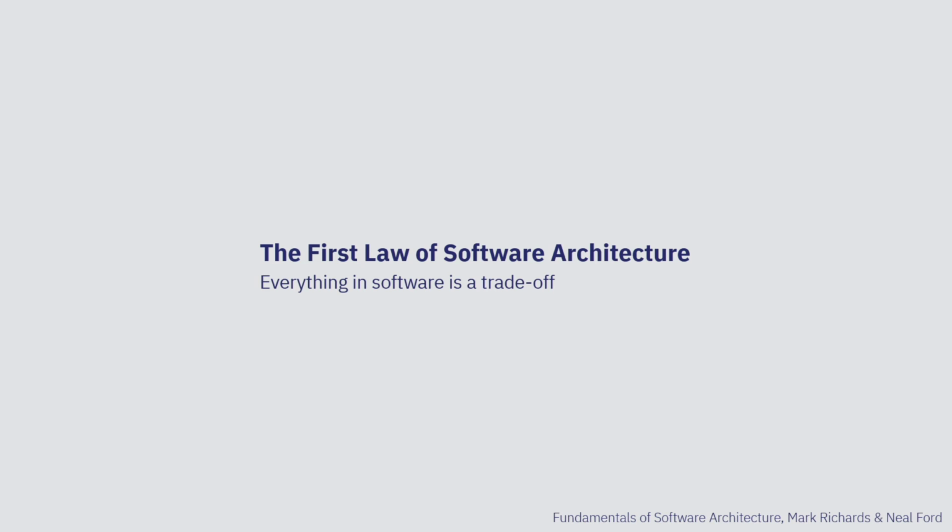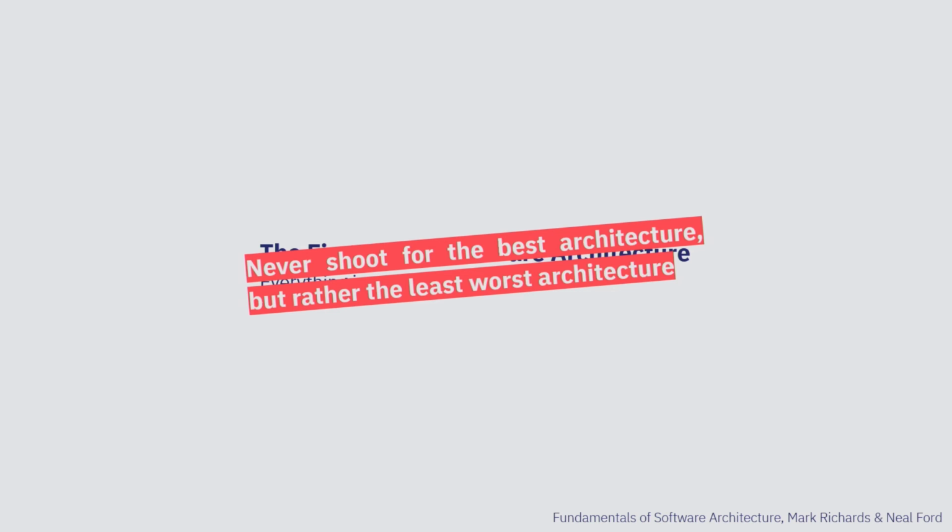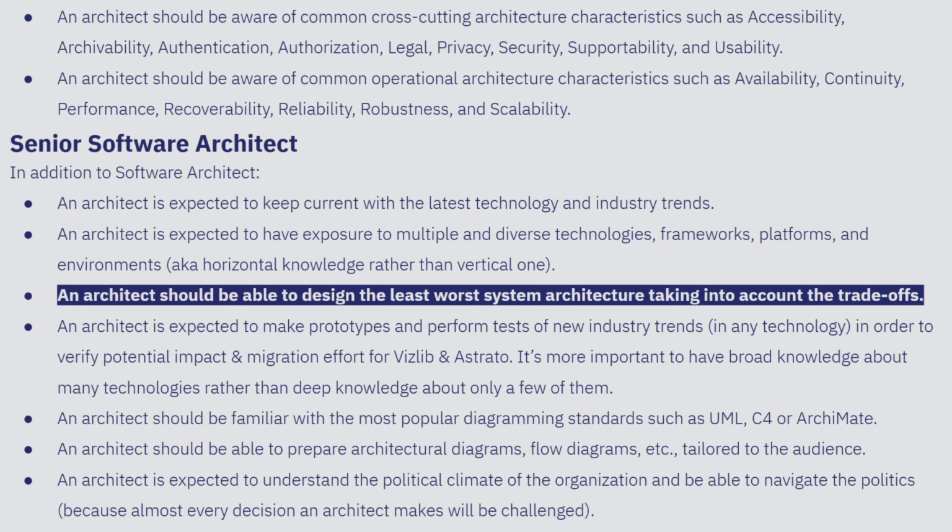Remember, everything in software is a trade-off. So we should never shoot for the best architecture, but rather for the least worst architecture. That's even reflected in Vizlib and Astrato career ladder. So an architect should be able to design the least worst architecture, taking into account trade-offs.